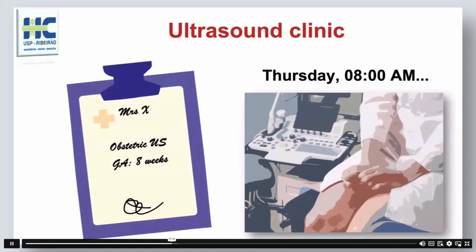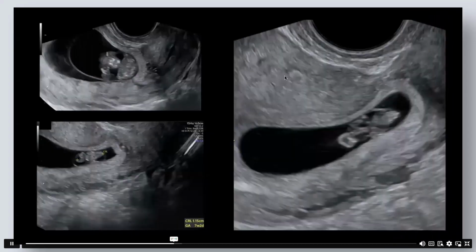Let's imagine tomorrow morning, we're going to see a patient, first ultrasound during pregnancy, and usually we pay attention to the number of fetuses, to the location of the gestational sac. We measure a CRL. We say that this pregnancy is 7 weeks and 2 days. Most times we do not observe where the placenta is.